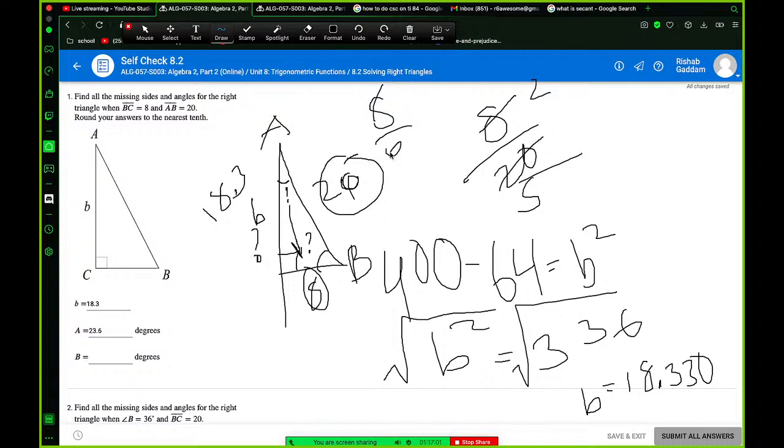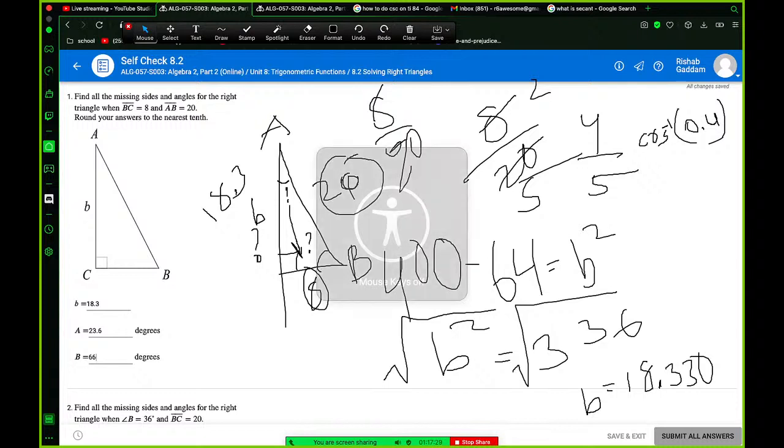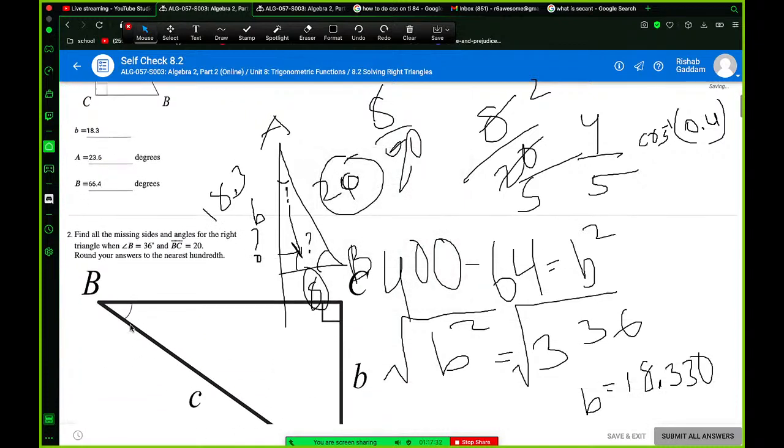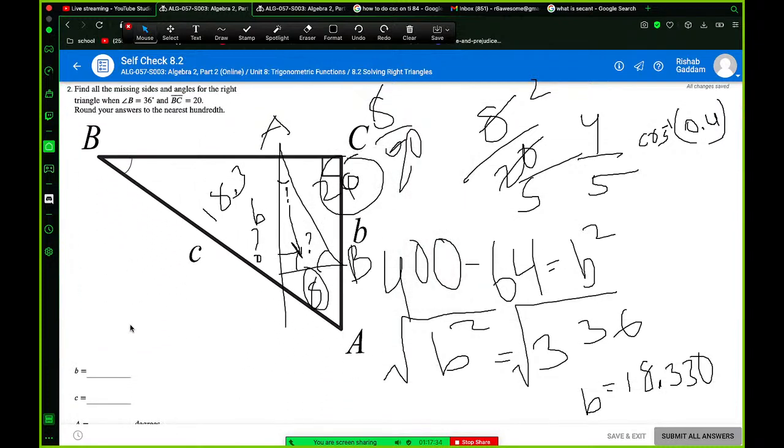Yeah. And that gives 8 divided by 2... Oh, no, it's 8 over 20, sorry. That gives you the same thing, 0.4. Yeah. And since I'm using cosine, 0.4. Okay, that gives you 66.4. Yeah, that seems right. 66.4. There we go.